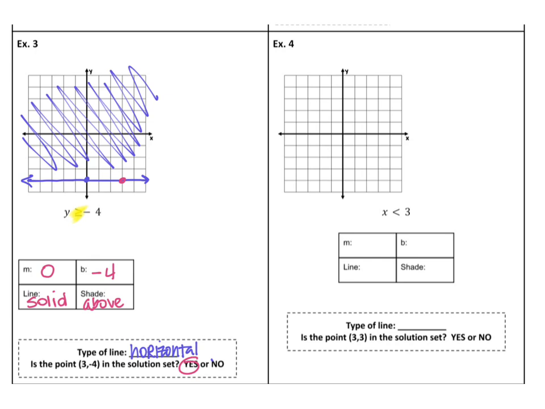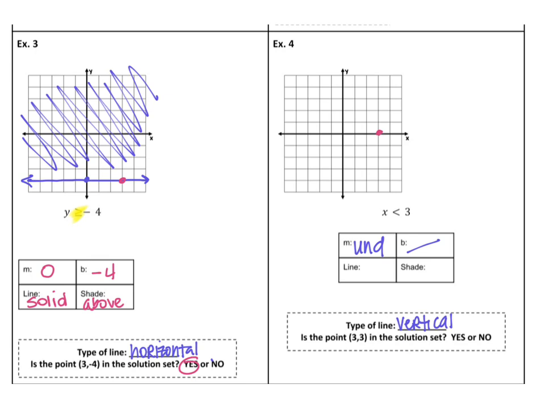Let's take a look at example number 4. x is less than 3. This is going to be your other type of line. It's going to be that vertical. So vertical one isn't going to have a y-intercept, and it's not going to have a slope. It's going to be undefined. But it is going to be a vertical line wherever that x value is 3. So I put a point at x is 3.